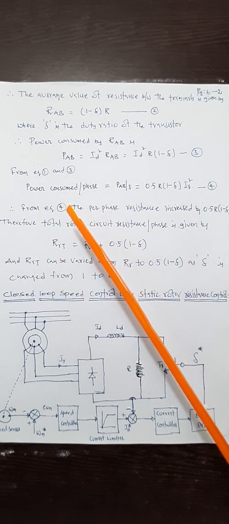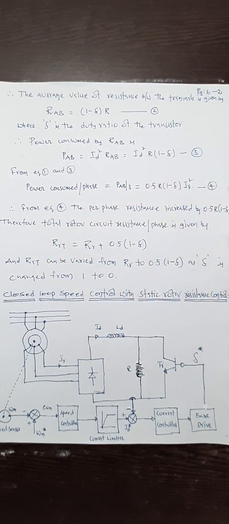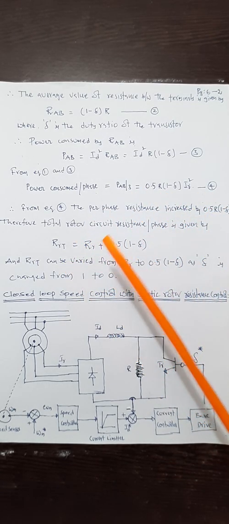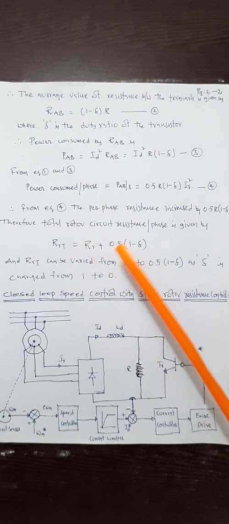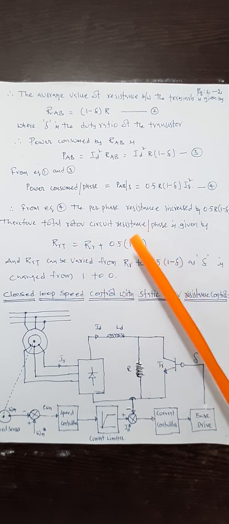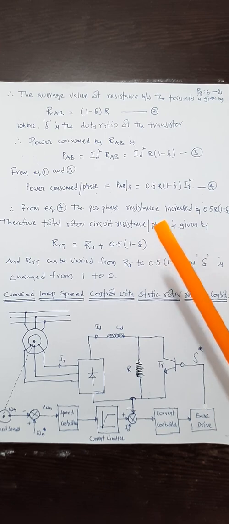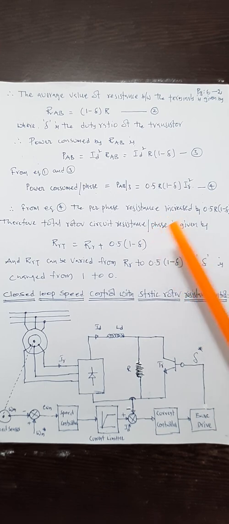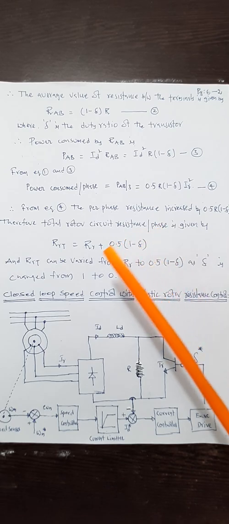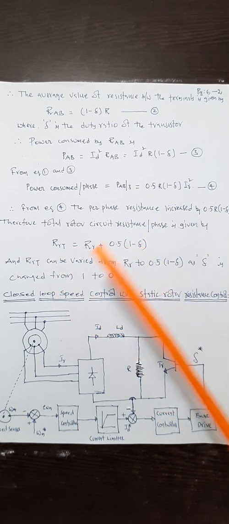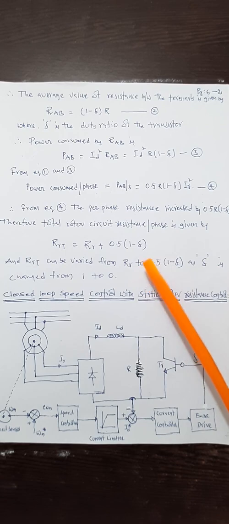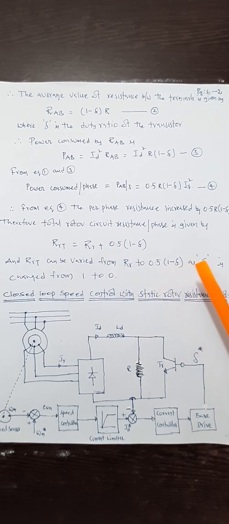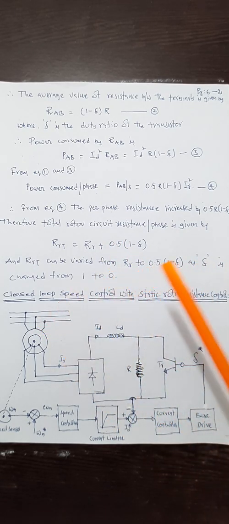So therefore, from equation 4, the per phase resistance increased is 0.5 R into (1 minus delta). Therefore, the total rotor circuit resistance per phase is given by the existing resistance RR, in addition to 0.5 R into (1 minus delta), which is the rotor injected resistance through the static method. The total rotor resistance can be varied from RR to RR plus 0.5 R, as delta is changed from 1 to 0.